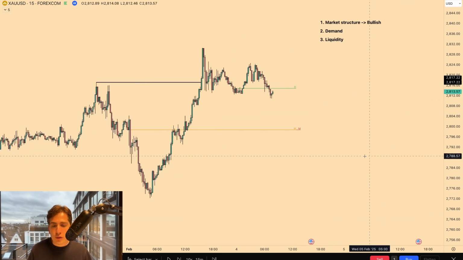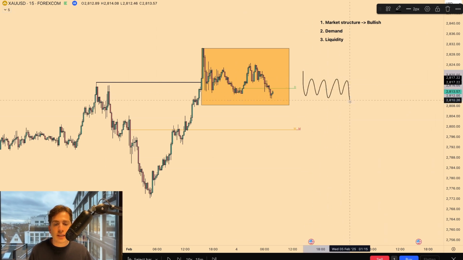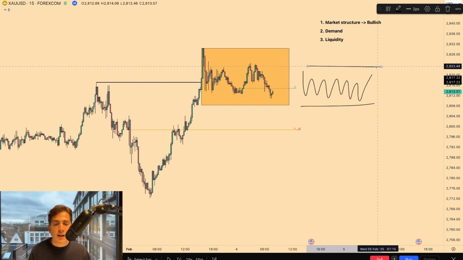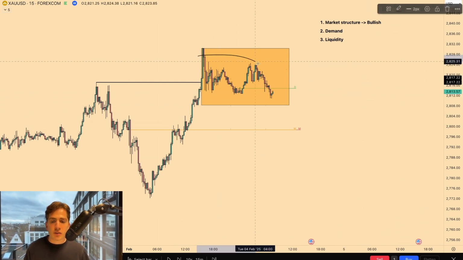I can straight away see that we have liquidity. Liquidity is identified as in that we have an area of consolidation, and then what you often want to see is a liquidation of a low or of a high, and then you want to see a reversal in either direction. So here we have an area of consolidation.